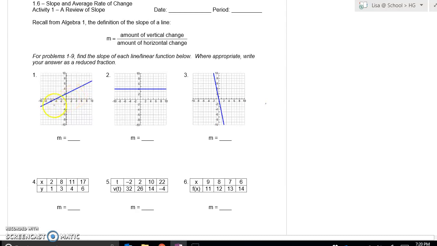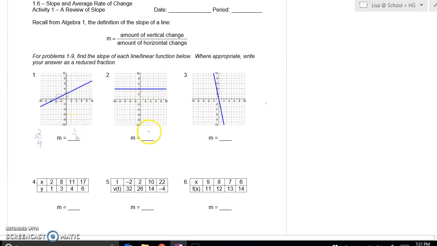In number 1, the line is slanted positive, and it goes through the points -4, 0 and 0, 2. You can walk the slope from -4, 0 to 0, 2. So that's up 2, right 4. So a rise of 2, a run of 4, and that simplifies to 1/2.